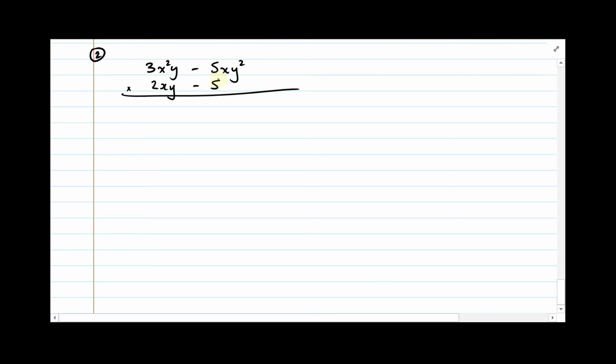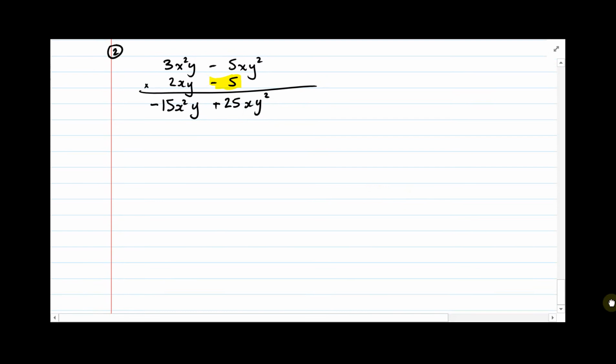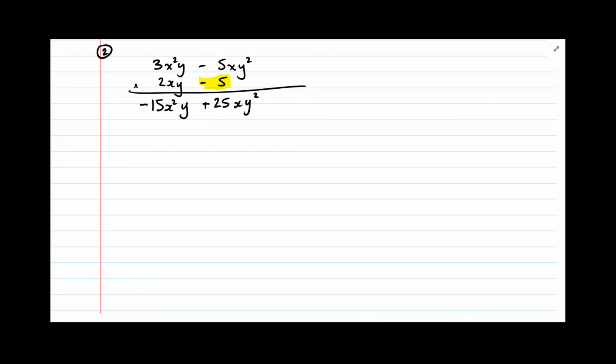Alright, so let's do the minus 5 part first. And what do I end up with? If I did minus 5 times minus 5, I get positive 25xy squared. Negative 5 times the other term would be minus 15x squared y. It doesn't matter if I start my multiplication from left or right. Just that as I go, I should try to line things up.